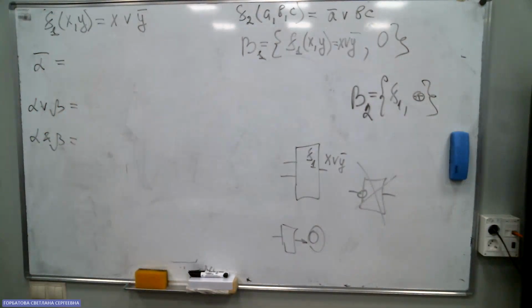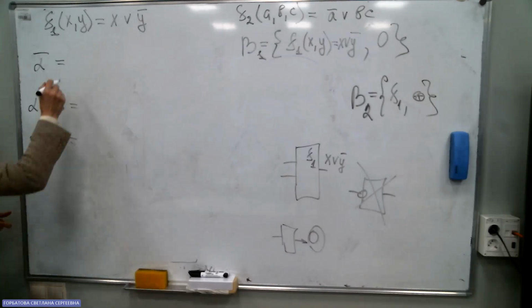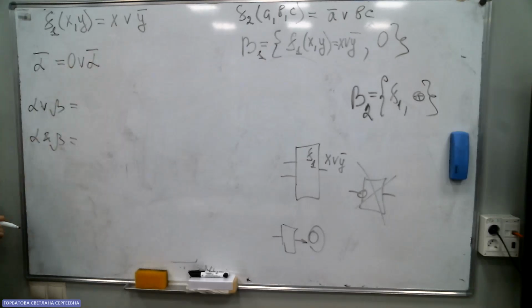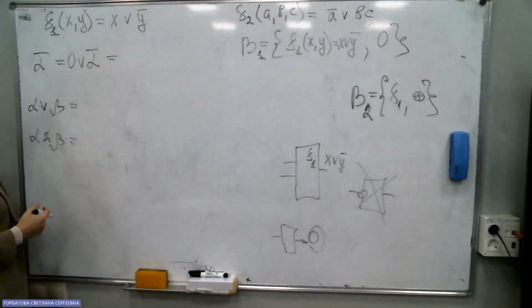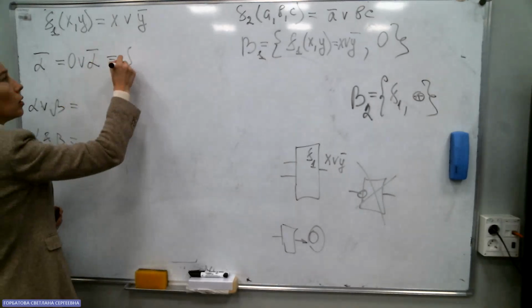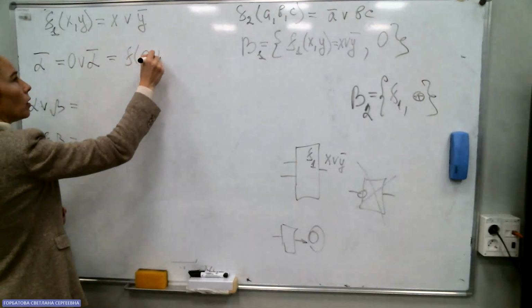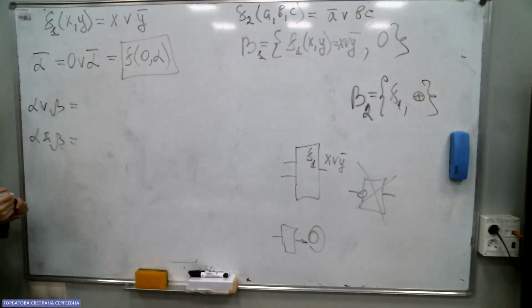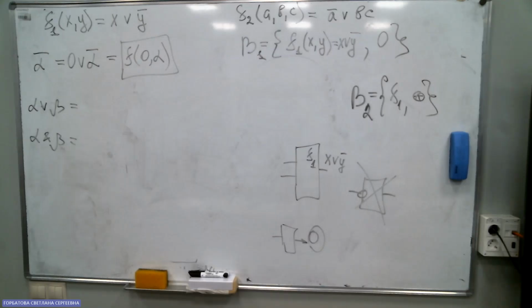Can we do it like this? Zero disjunction, not alpha. Absolutely right, and it is equal to f of zero, alpha. This is the rule, the formula for negation. Is it clear?